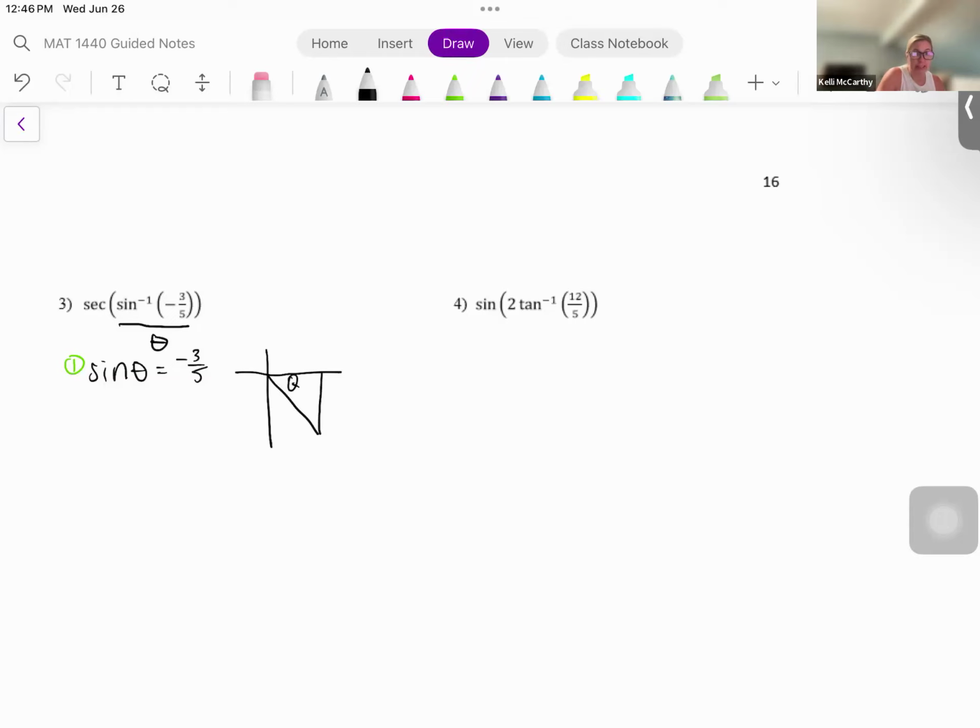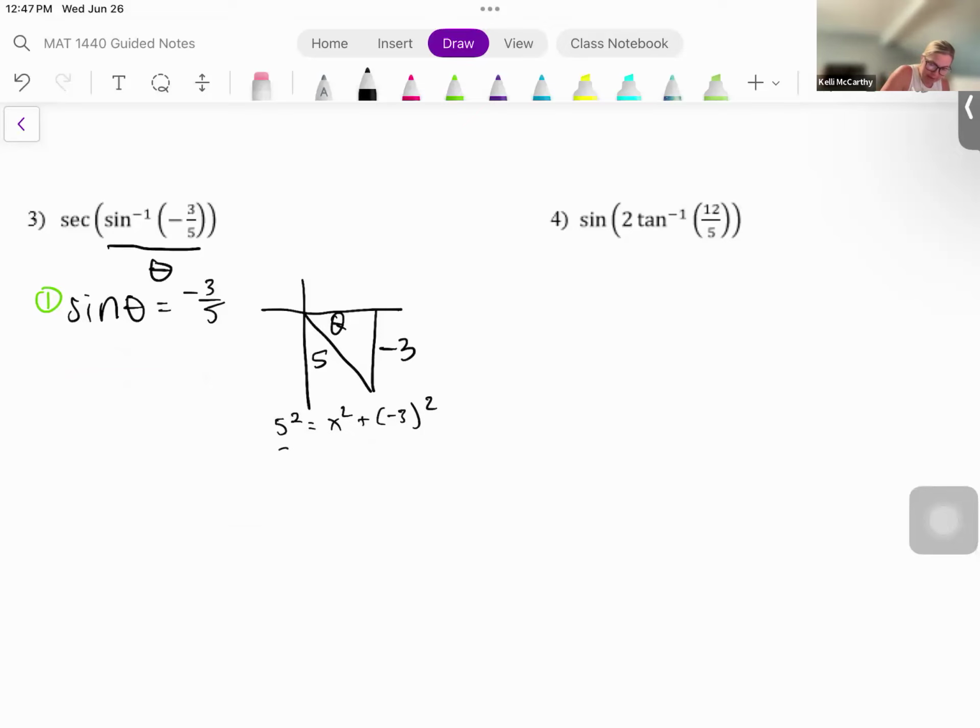Sine of theta is opposite over hypotenuse. So my opposite leg is going to be negative 3, my hypotenuse is going to be 5. And I can find that missing side by using the Pythagorean theorem. So 5 squared equals x squared plus negative 3 squared. 25 equals x squared plus 9. Subtracting 9 from both sides, x squared is 16. And because we're in the fourth quadrant, x is going to be positive, so x is positive 4.